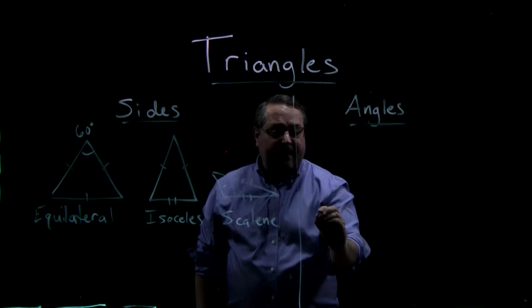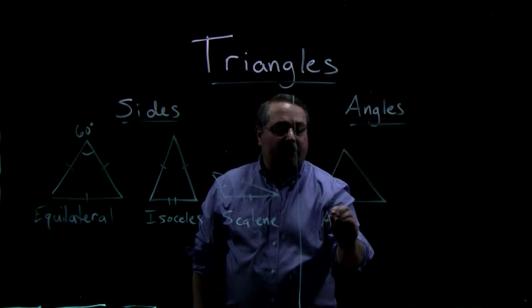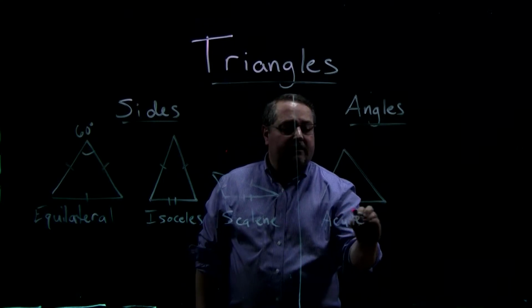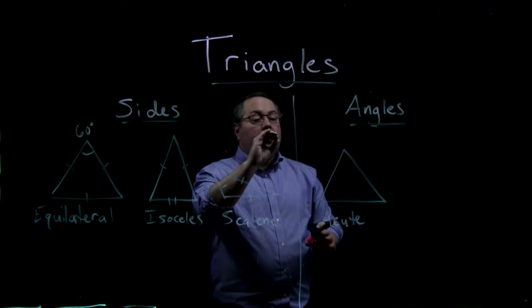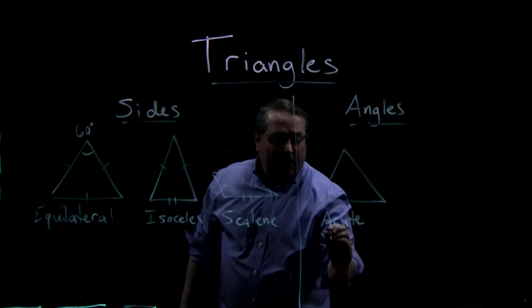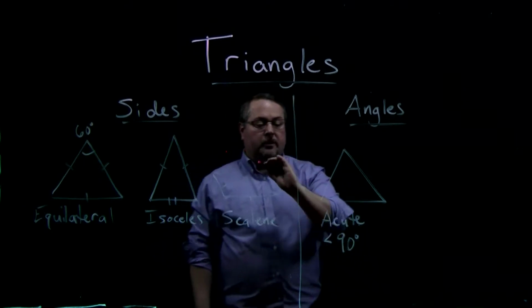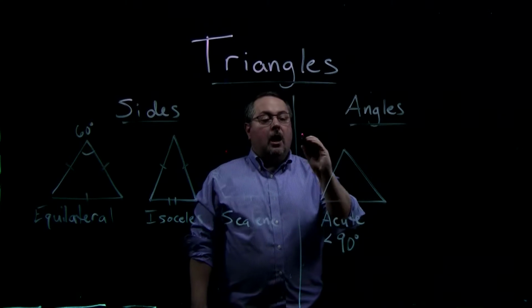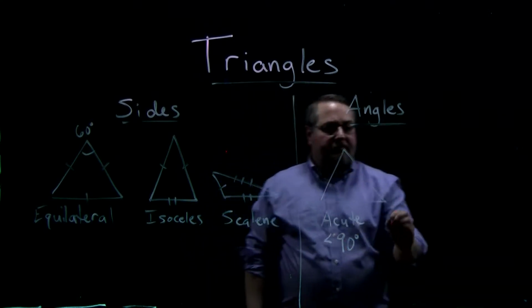The first is the acute triangles. An acute triangle is a triangle that has all three angles acute. And recall, an acute angle is one that is less than 90 degrees, so an angle that is between 0 and 90 degrees. An acute triangle will have three angles that are all less than 90 degrees.